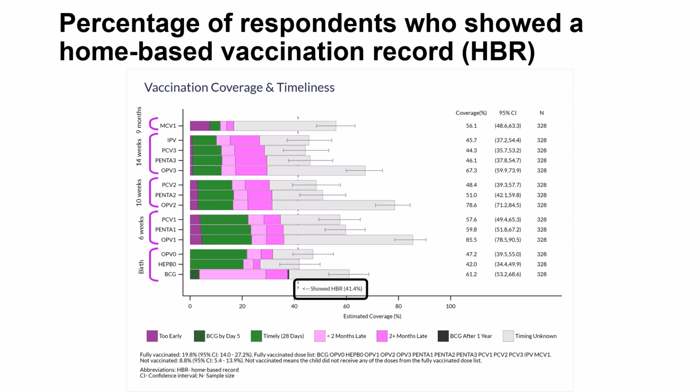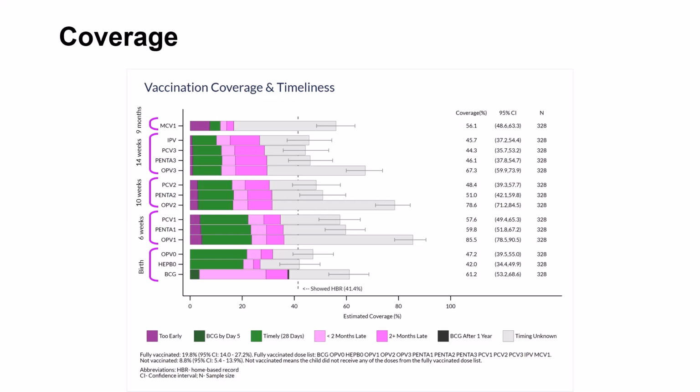In this example, 41.4% of survey respondents showed a home-based vaccination record to the interviewer at the time of the survey. Each VCTC includes a faint vertical line behind the bar chart to mark the percent of respondents who showed HBRs. A second type of information you'll want to notice is information about vaccination coverage.